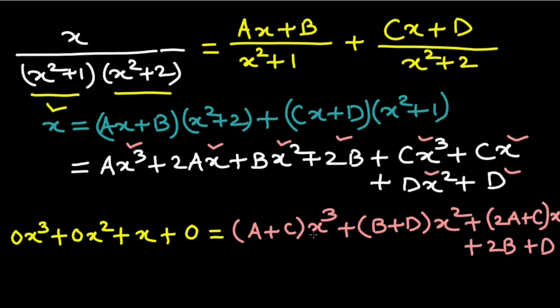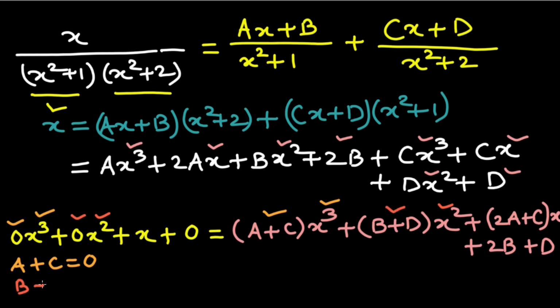So first we will equate the coefficients of the cubic term and write this A + C = 0. So the first equation is A + C = 0. Next, we will equate the square terms on both sides. So we write B + D = 0.